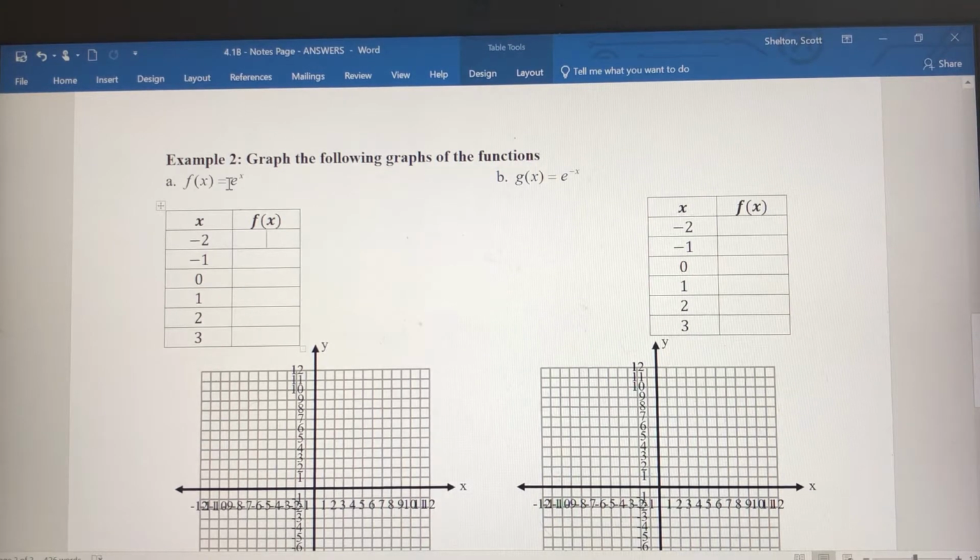So e to the negative 2 power is going to be 0.135. Now you can take that out further, but this is a good estimation. If we plug in negative 1, we get 0.368. Plug in 0, remember anything to the 0 power is 1, except for 0, of course. e to the first we know is 2.71828. When we square that, we get 7.389, and you start to see the exponential growth here. And when we plug in 3, we get about 20.086.